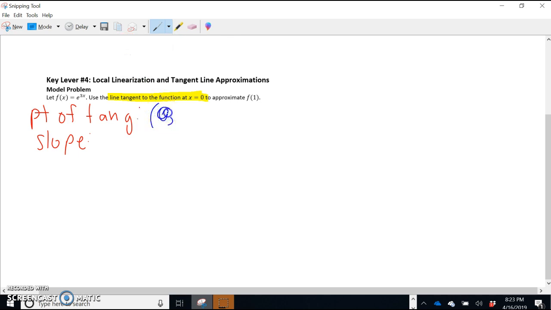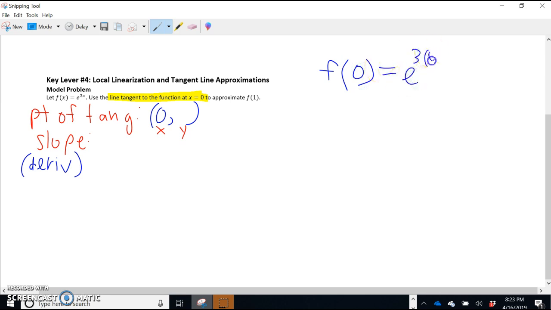Because the line tangent is being built at x equals 0, my point of tangency has an x coordinate of 0, and it's my job to find the y. Back in Algebra 1, when we were required to find points on a graph, if I had an x and I needed a y, the simple process was to plug the x into the function. So for us, that leads to e to the 3 times 0, or e to the 0, which is 1, which allows me to complete my point of tangency as 0, 1.